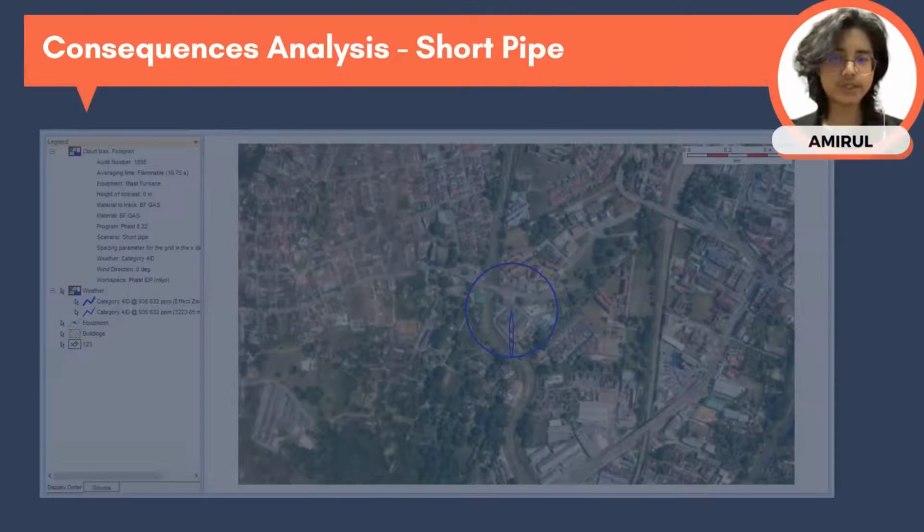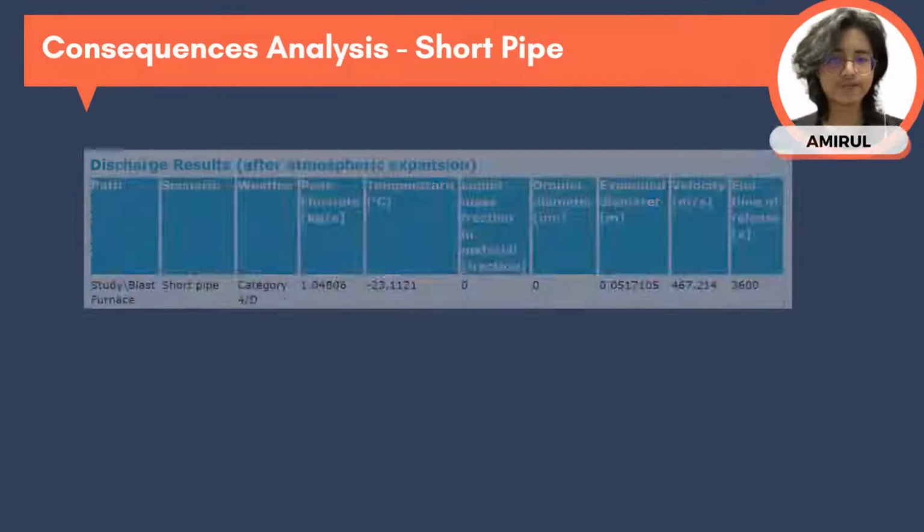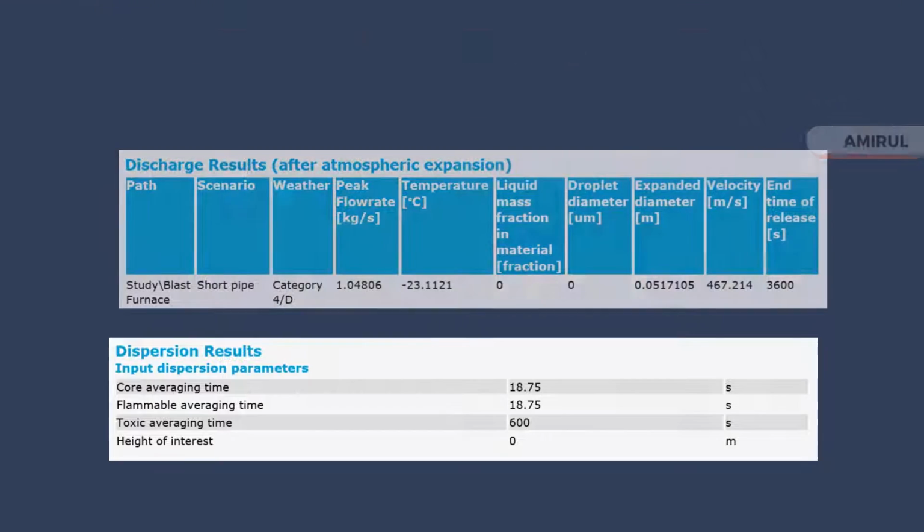For the short pipe scenario, the BF gas discharge will affect a part of the nearby residents in the circle. The downwind will disperse the BF gas leak to the other part of the processing plant, affecting most of the workers. The discharge has a flow rate of 1.048 kg per second and a velocity of 467 meters per second, and is discharged for 3,600 seconds until the end of the release.